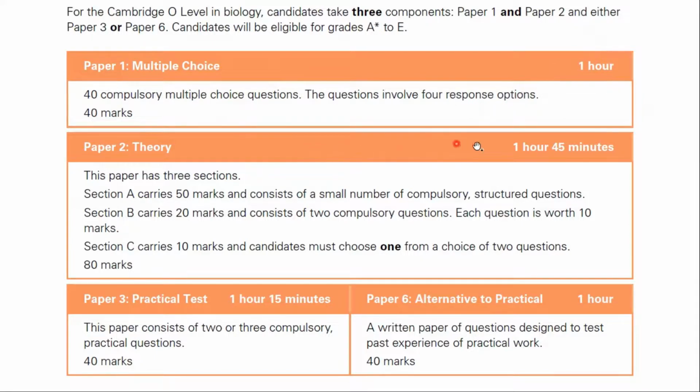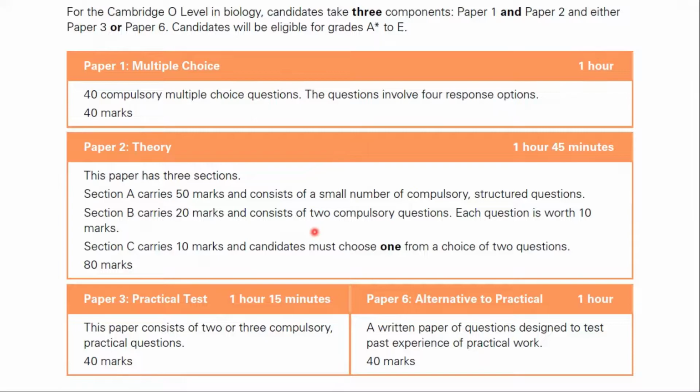In paper 2 theory, you basically have a paper consisting of a 50 marks section A, then a 20 marks section B, and section C where you have 10 marks, one question, and you have to choose one of them from the two questions, and the total paper marks are actually 80 marks, and the time required for it is 1 hour 45 minutes. So basically section A carries 50 marks, and it consists of small SCQs, SAQs, a small number of compulsory structured questions, which are basically some of the definitions, maybe labeling, some basic points, some basic small details.